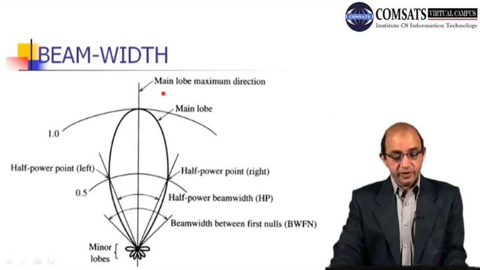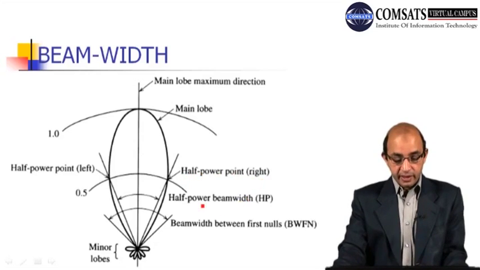So you can see that we have the main loop. So then we have the half power point, right, and half power beam width, and then beam width between first nulls, right? So here we have half power point left, and you can see minor loops. So these are the minor loops, and here we have the main loop. So beam width between first nulls.